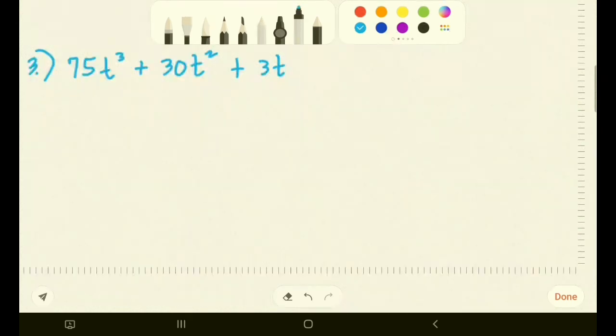Okay, let's have a third example. You observe 75t cubed plus 30t squared plus 3t. The first term is not a perfect square. The third term, 3t, is also not a perfect square. But notice the common t, one factor t. 75 and 3 also have a common factor, the same as example 2, meaning they have a GCMF. So that would be 3t, and then you divide each term by 3t.